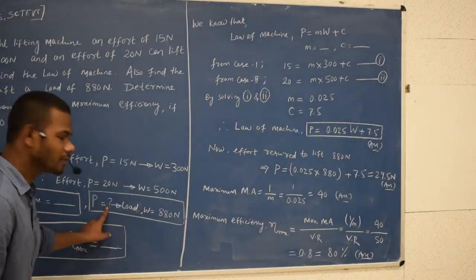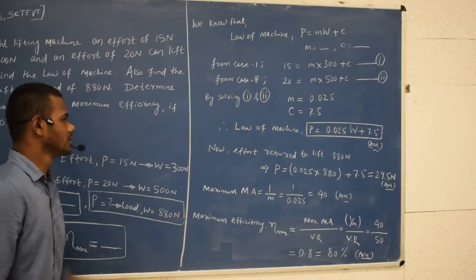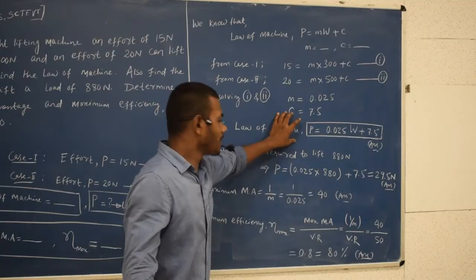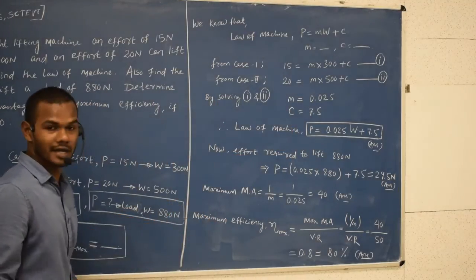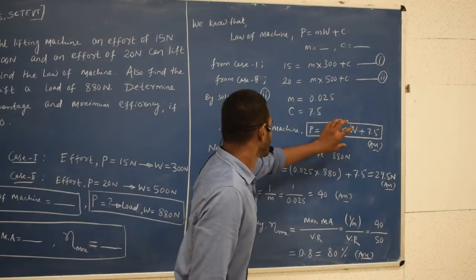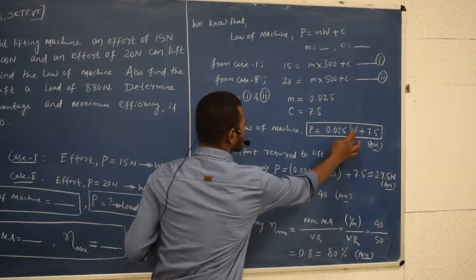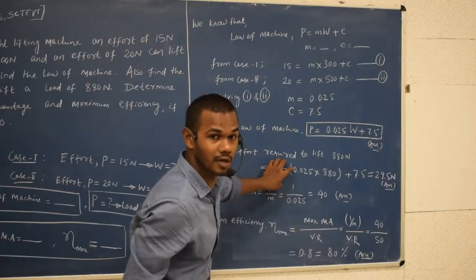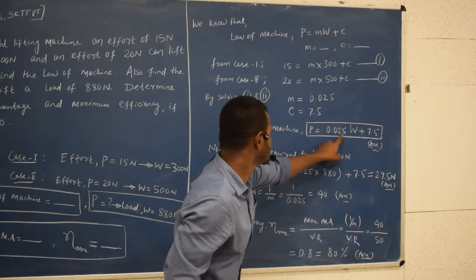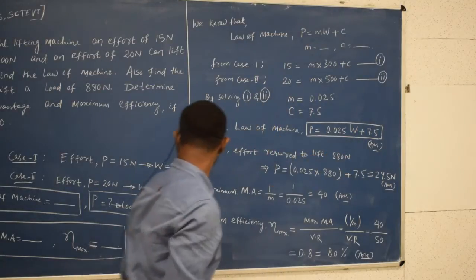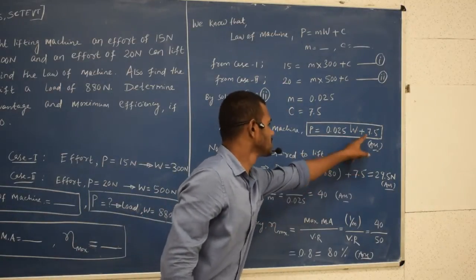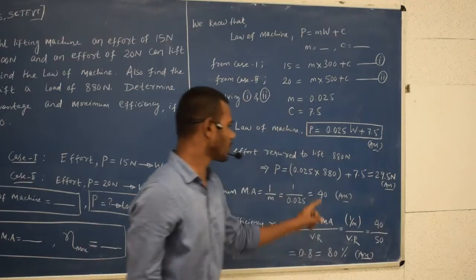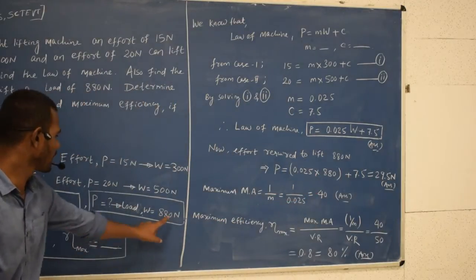Now in the second part, it was asked how much effort is required to lift a load of 880 Newton. After finding the law of machine, it is quite easy to calculate the effort required to lift any load. In the law of machine, put W equal to 880 Newton so that the effort value can be found. P equal to 0.025 times 880 Newton plus C, which is 7.5. The calculated value is 29.5. Here is the second answer: 29.5 Newton can lift a load of 880 Newton.